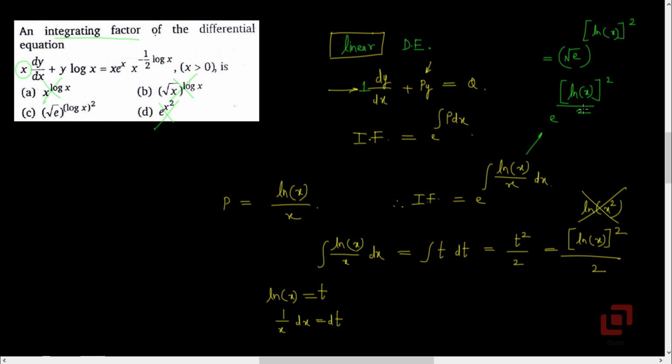And because of this, the 2 which exists in the denominator of the exponent can alternately be considered as root of e, and hence the correct option is C.